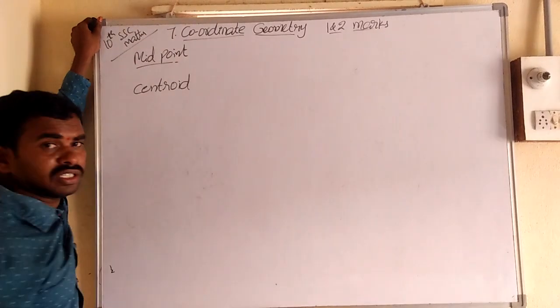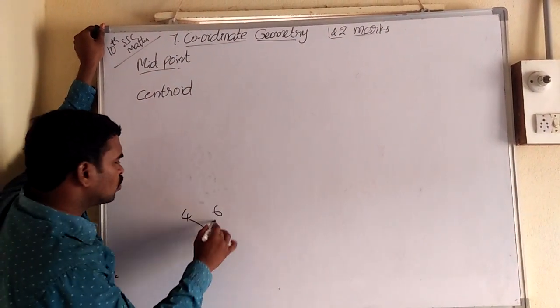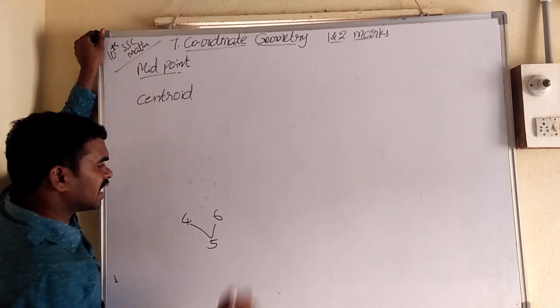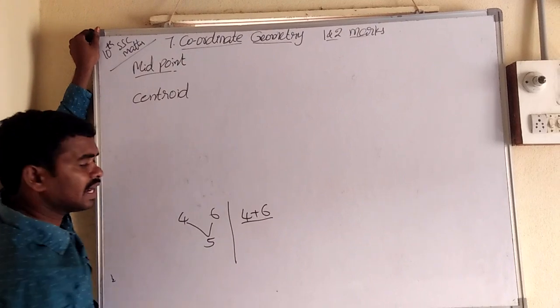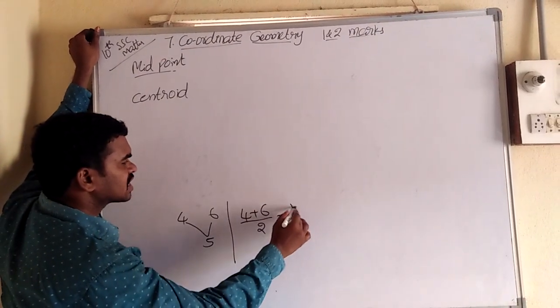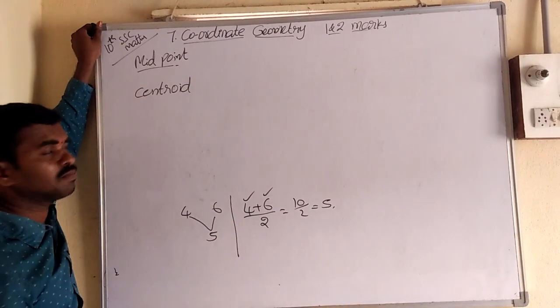What is midpoint? For example, 4 and 6, two numbers are there. In between these two, the number is 5. How can we get it? By using a mathematical process: 4 plus 6, add both, and divide by 2. 4 plus 6 is 10, by 2, that is 5. So add these two numbers and divide by 2.